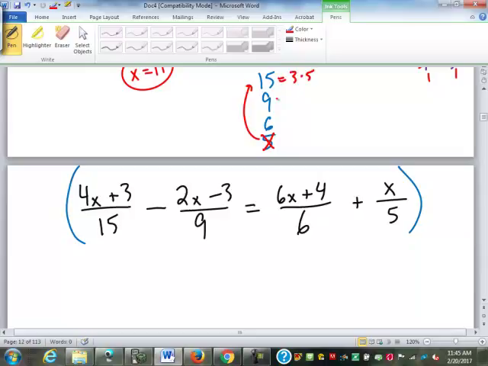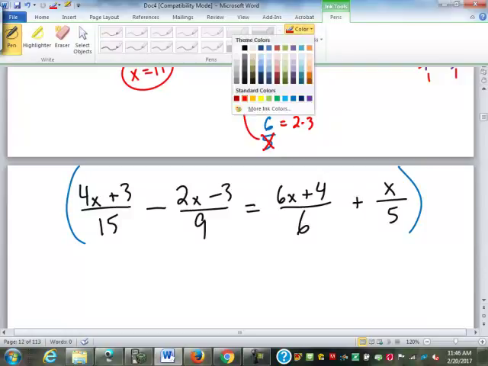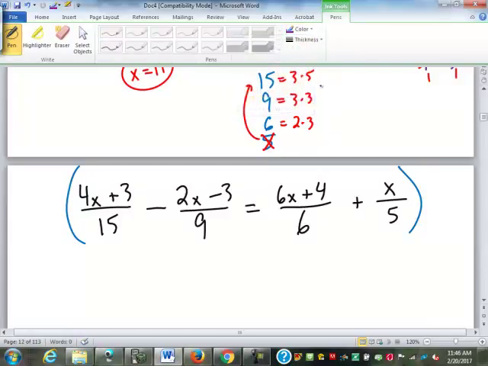15 factors to 3 times 5, 9 factors to 3 times 3, 6 factors to 2 times 3. Now when I'm looking for least common denominators, what I'm looking for is really a least common multiple. And a least common multiple is going to be the smallest number where all the factors are the same. So when we look at this, all of these numbers have a 3 as a factor. But there's leftover factors that we have to account for. For example, this top number, the 15, has a 5 for a factor that the other two do not. So I have to put a 5 in there as a factor for each of the other two.